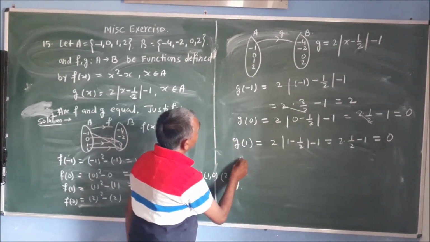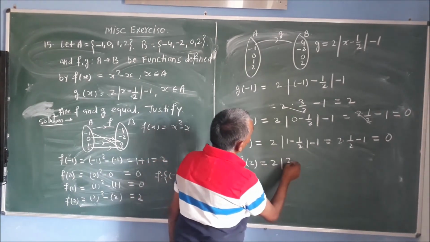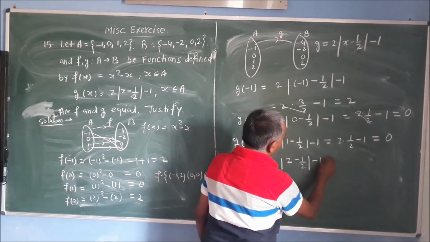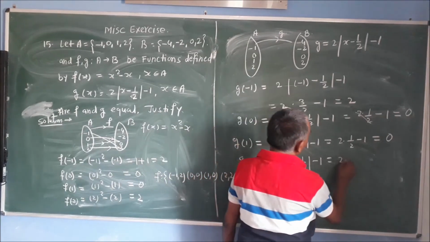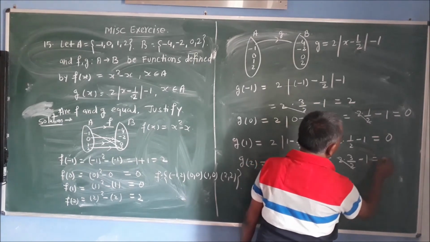After that, g of 2. This can be written as 2 into modulus of 2 minus 1 by 2 minus 1. 2 into 2 is 4, minus 1 is 3 by 2. So you can write 2 into 3 by 2 minus 1. This will again be cancelled. So you will get 2.